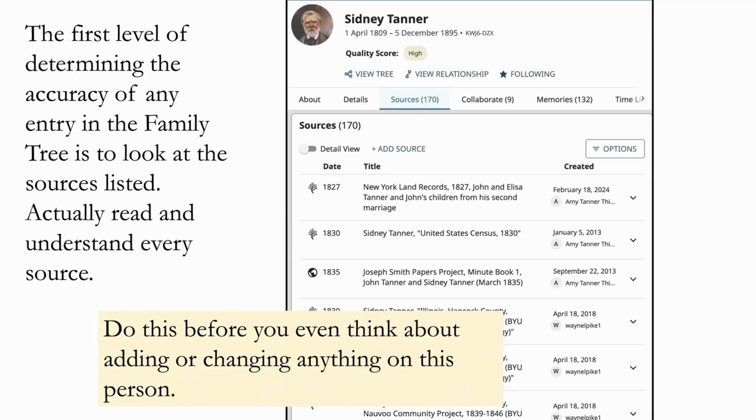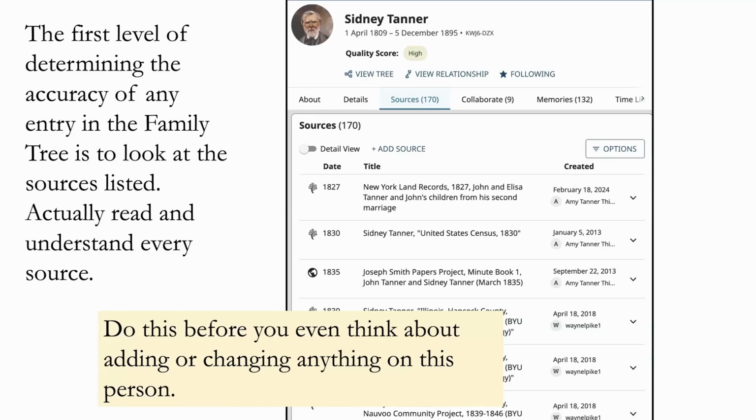Okay, so you do this. What I mean by this is read these sources. That's 170 sources. That means go through every one of these sources to see what kind of information's there, and then come to the conclusion that what you have is an addition to or adds information to what is already there. So before you even think about adding or changing anything on this person, do that.